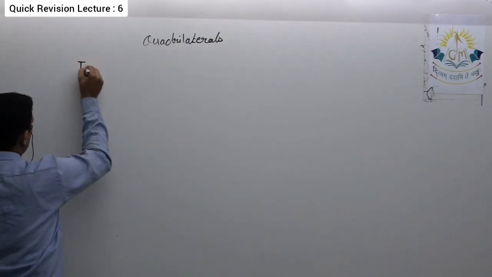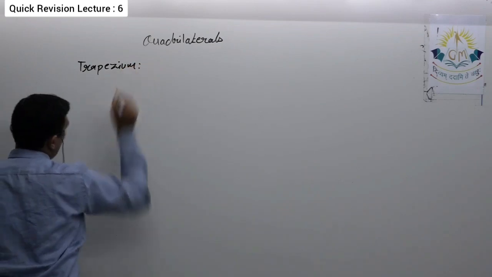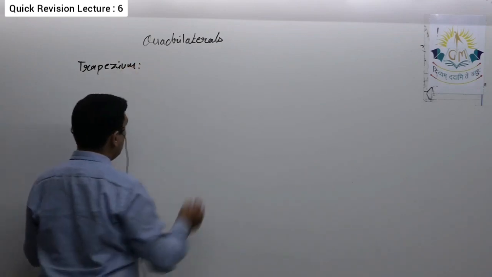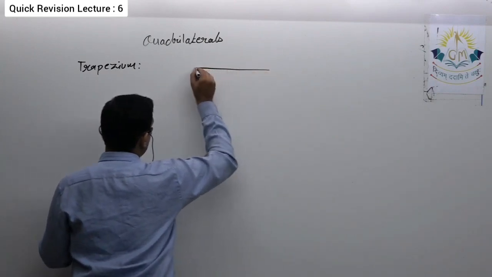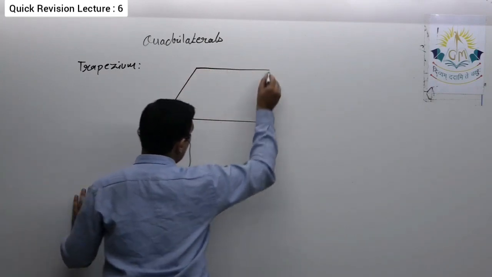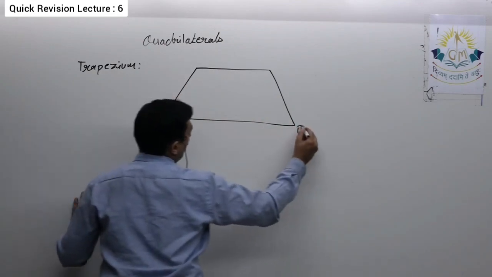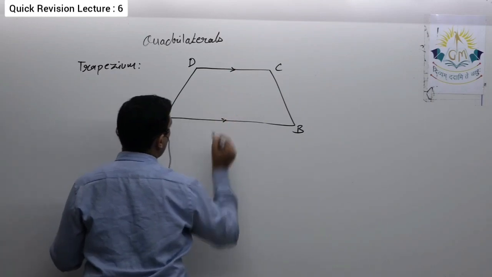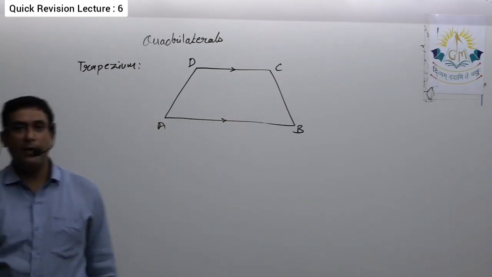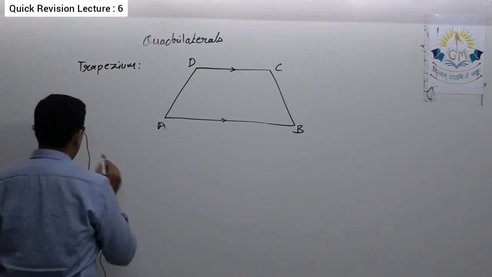Next is the trapezium. This is the very usual diagram of a trapezium. Here you can see that one pair of opposite sides is parallel. So we can say a quadrilateral having exactly one pair of opposite sides parallel is called a trapezium.